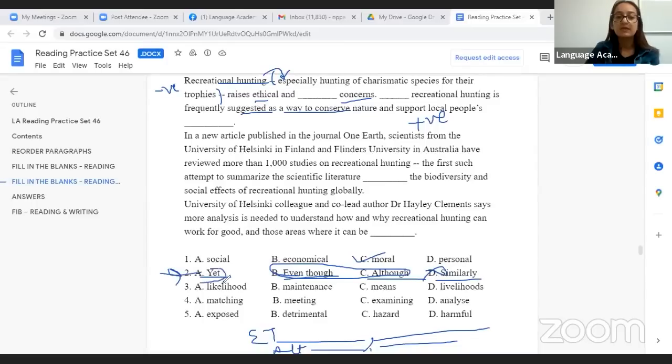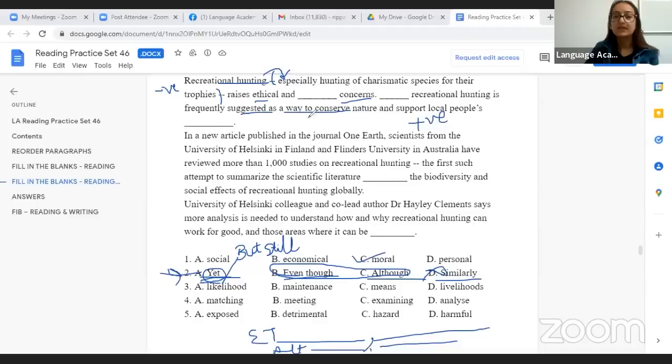If you want to simplify yet for yourself, you can write down a very basic way we use it: yet is "but still." If you can fill "but still" in the blank, you can select yet in that case. So they say it has various concerns, but still it is suggested as a way to conserve nature. So that is how the meaning of yet is justified here.